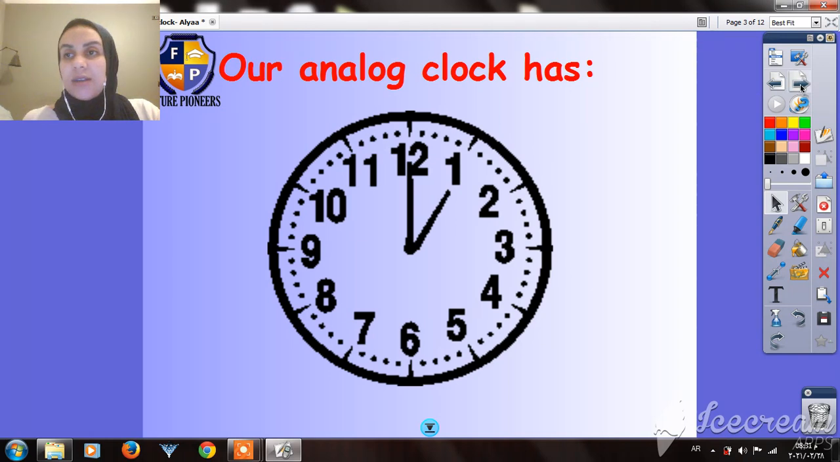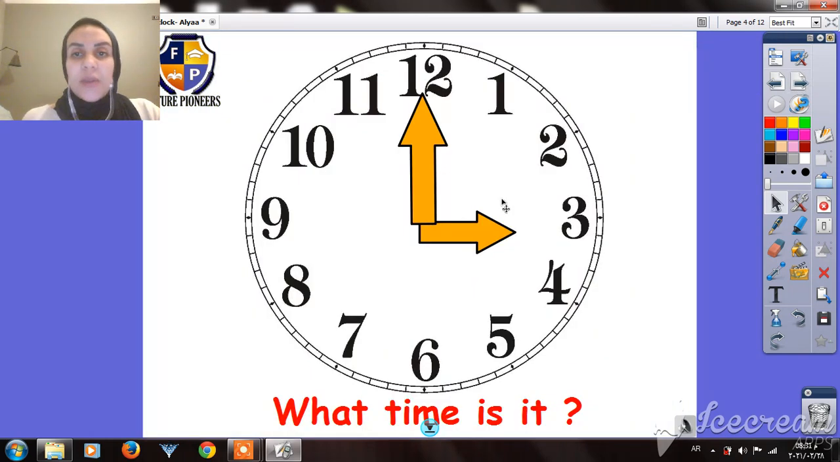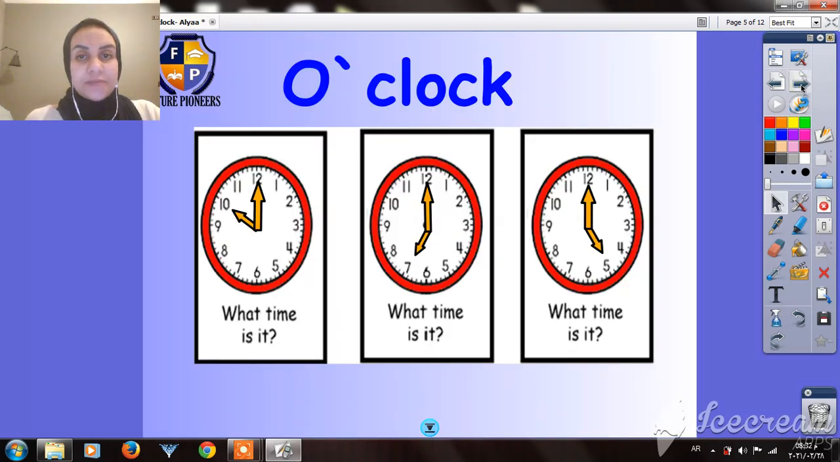Okay, let's take more examples. Okay guys, here, what time is it? What shall I do first? Let's look at the long arm. It's pointing to number 12 and the short arm pointing to number 3. So it's 3 o'clock. Okay, it's 3 o'clock.